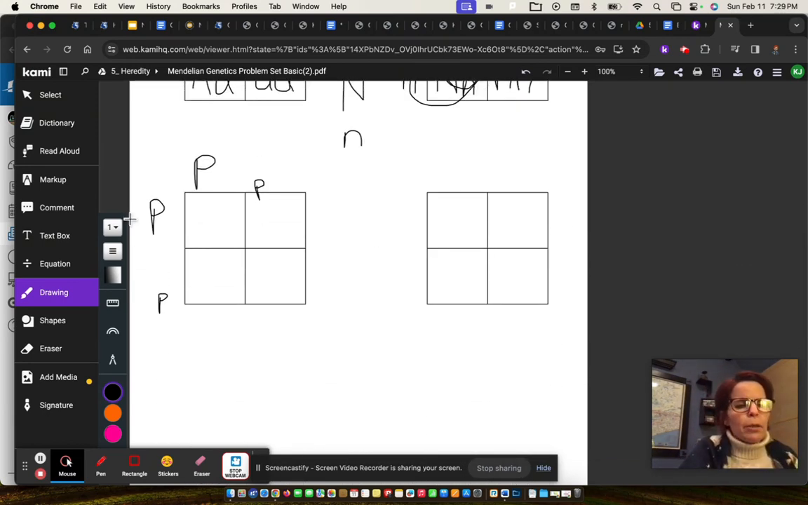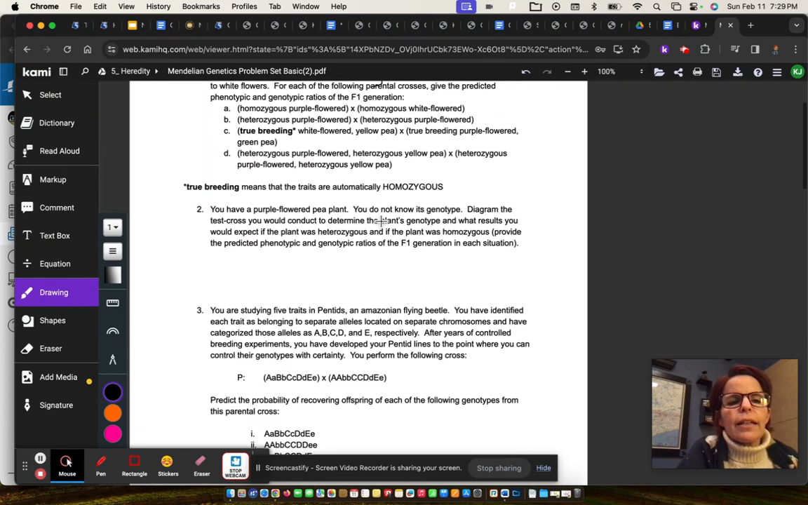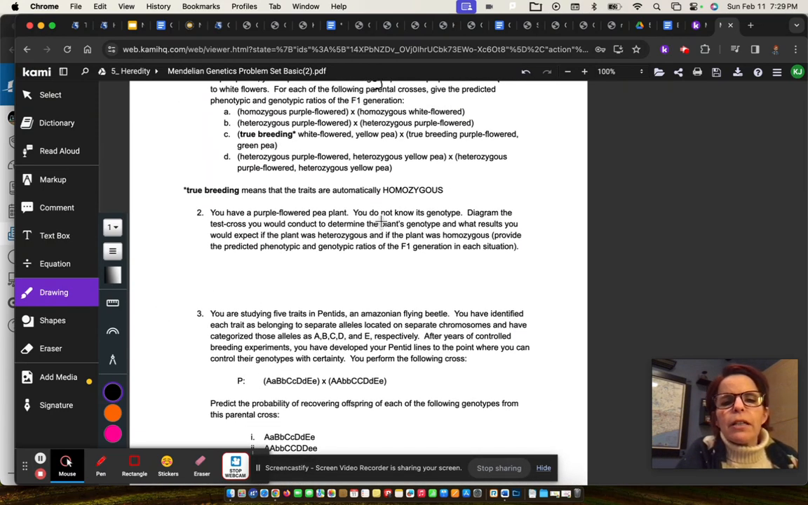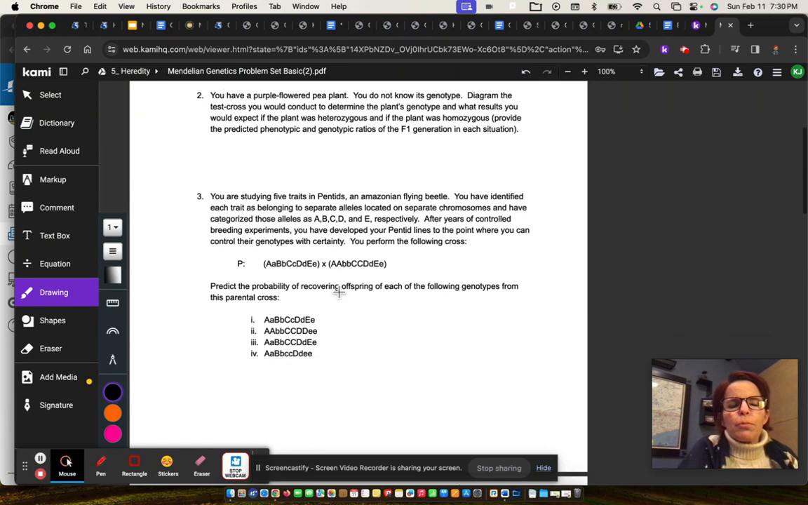So to do a dihybrid problem, give me just a second. I've got to read it again. So it's a white flowered yellow pea with a true breeding purple flowered green pea. And they're all true breeding. Okay, give me a second.